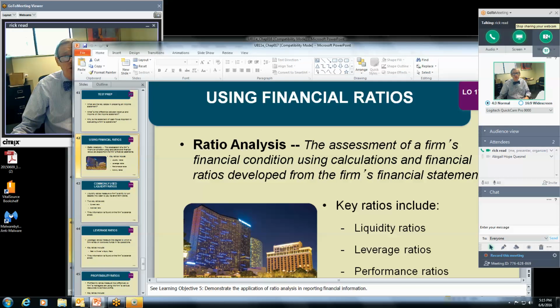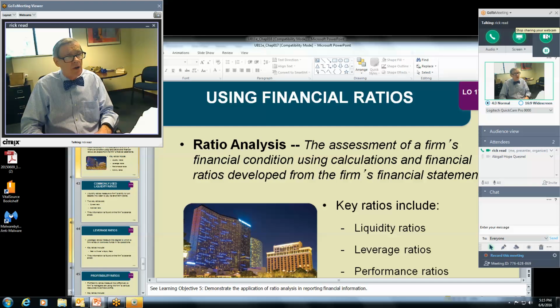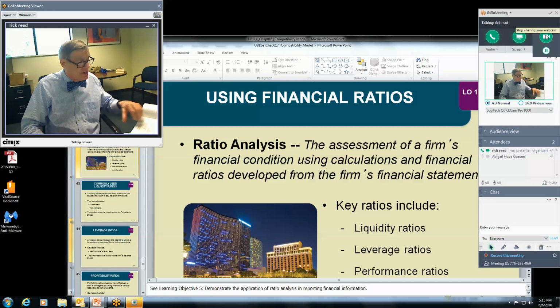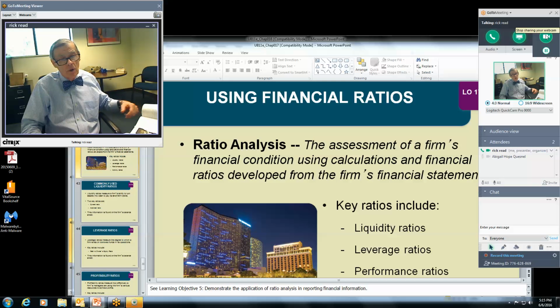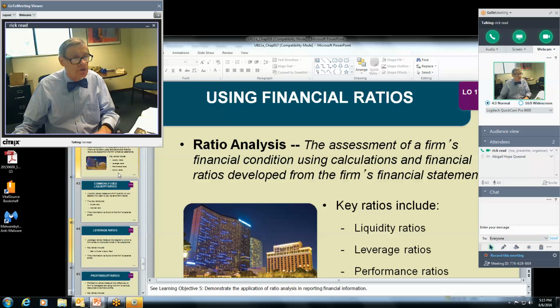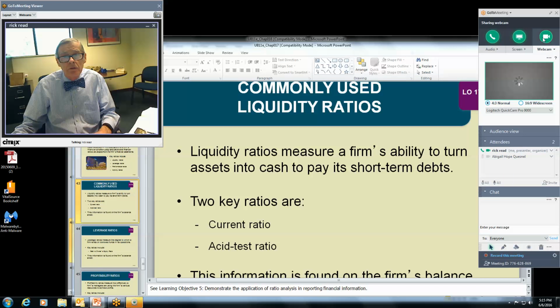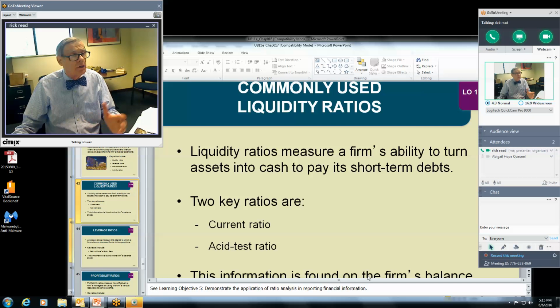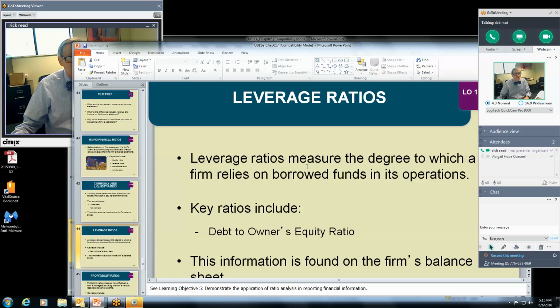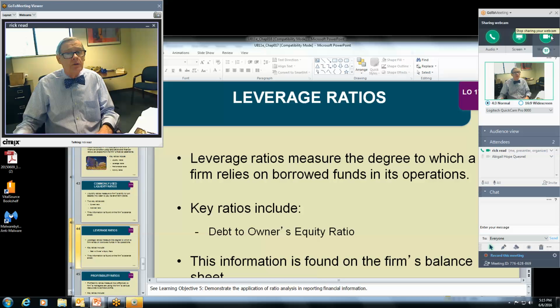Now, there are several types of ratios to use. I don't expect you to really digest this real well, because unless you get into accounting, you're probably not going to pay a lot of attention to it. You have a liquidity ratio, leverage ratio, performance ratio. How we do these are there's some tests that you go through, the current ratio and the asset test ratio. This information is found on the firm's balance sheet. Leverage ratio, degree to which the firm relies on borrowed funds. Debt to owners ratio, again, found on the balance sheet.